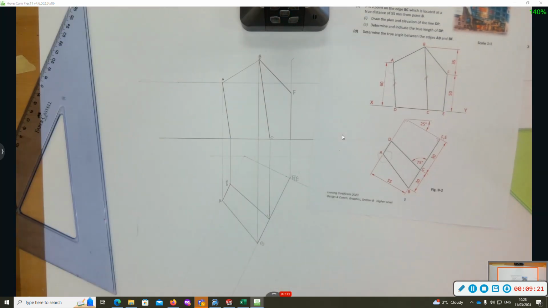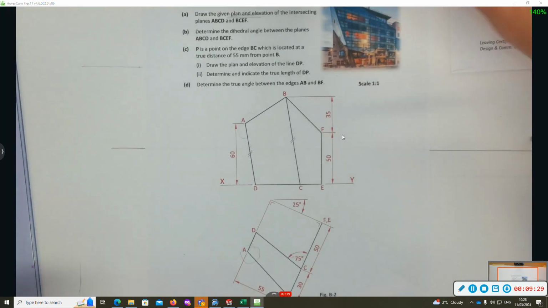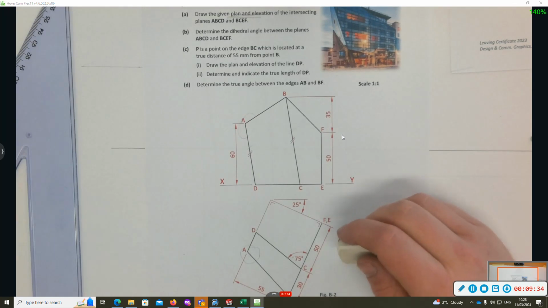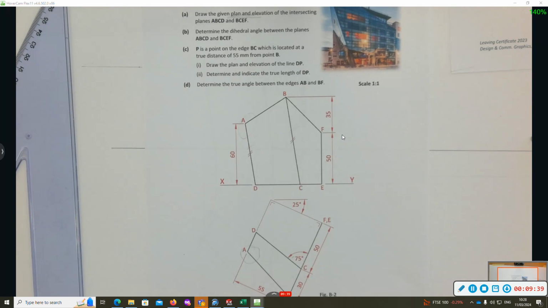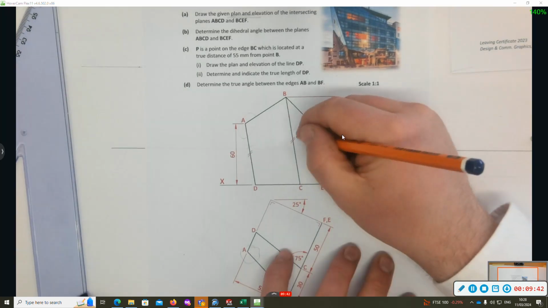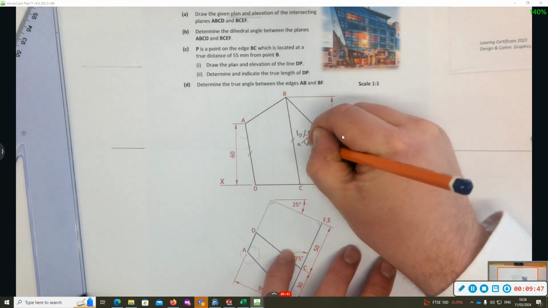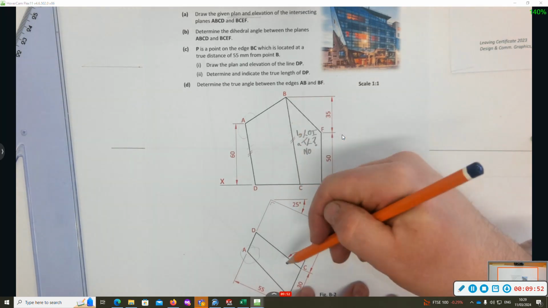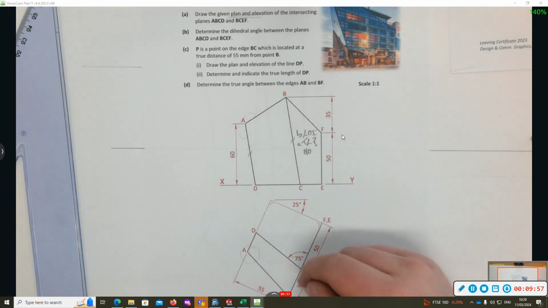Now, okay, we're going to look at doing part B. So, determine the dihedral angle of the planes, okay, between the planes ABCD and BCEF. Here are your questions to ask. Is LOI, line of intersection, a true length in elevation? No, because it's not parallel with the XY line in plan, so it's not a true length in elevation.